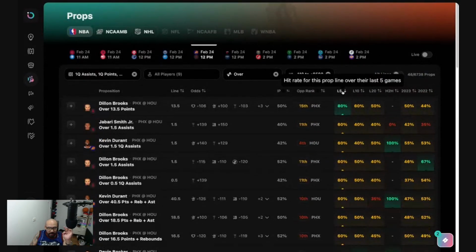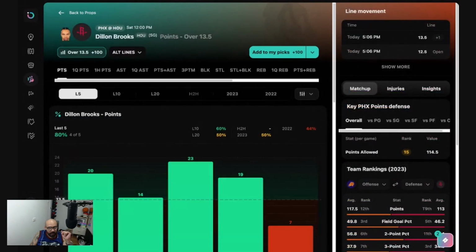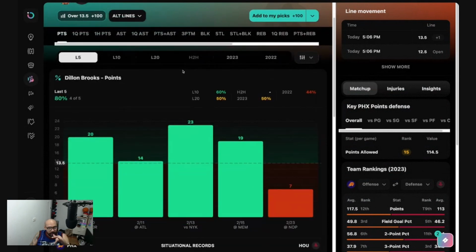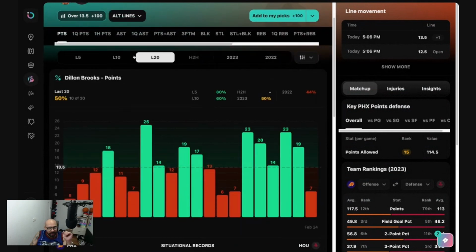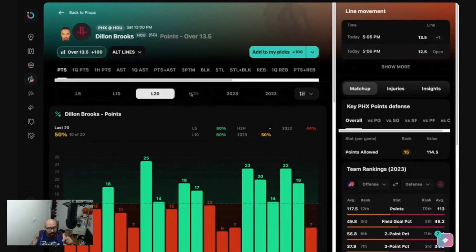So if we look over the last 5, what do we get? We get told Dylan Brooks has been hitting this quite well over his last 5. So let's check that out. It's plus 100 odds. He's hit this in 4 out of his last 5 games. In his last 10, he's hit this in 6 out of his last 10. Okay. Hasn't versed the Phoenix Suns as a member of the Houston Rockets.